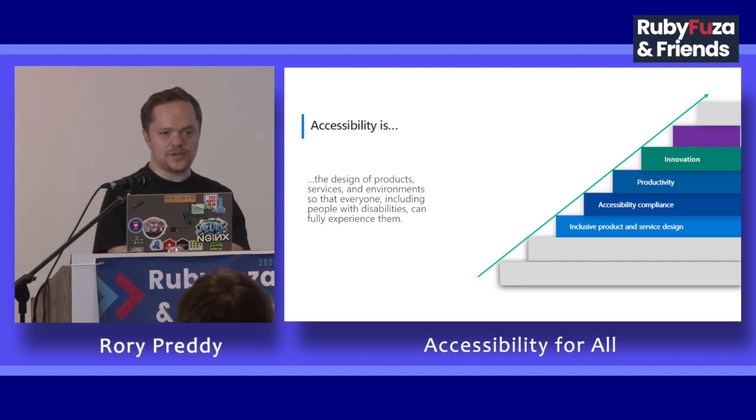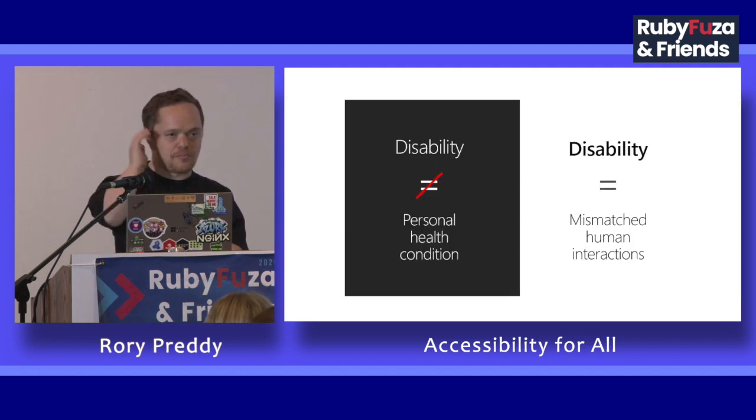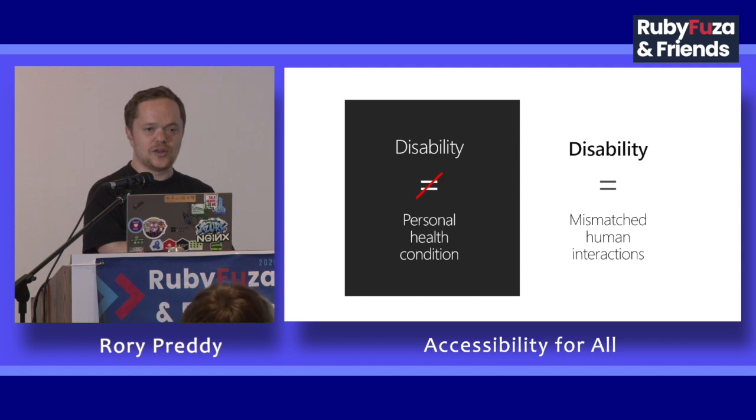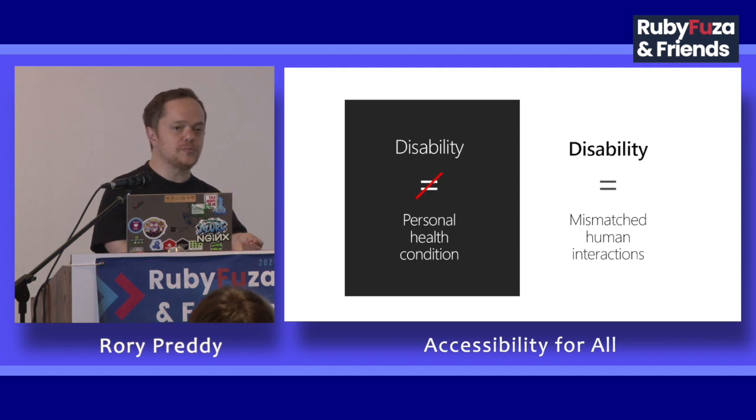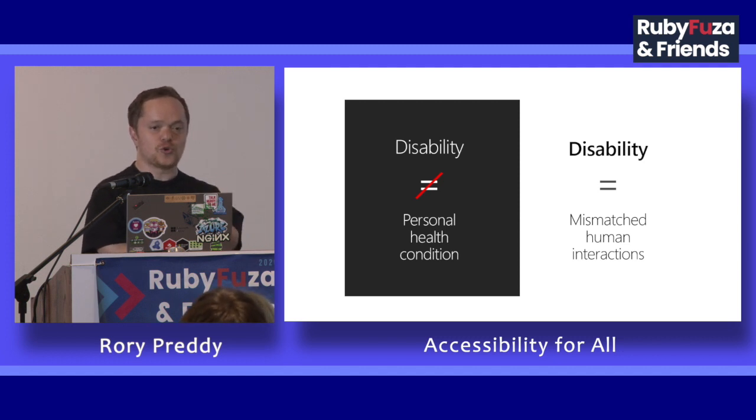What isn't disability? So disability is not a personal health condition. Another kind of mindset change, you need to get into the empathy bubble. You don't go to a doctor and say to them, hey, I'm not feeling too well, and the doctor says to you, I think you've got disability. It doesn't work like that. Disability is a mismatched human interaction. You design a system, and the only time that a person knows that they're disabled is if their system doesn't work for them.